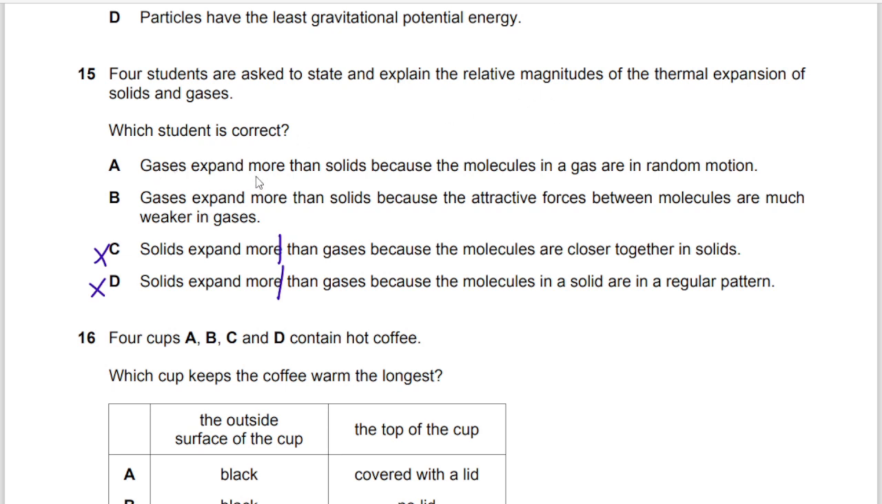So gases expand more. Let's see the reasons. Because the molecules are in random motion? No, it's not about the motion of the particles, rather it is about the intermolecular forces. So gases expand more than solids because the attractive forces between molecules are much weaker in gases. So the correct option is B.